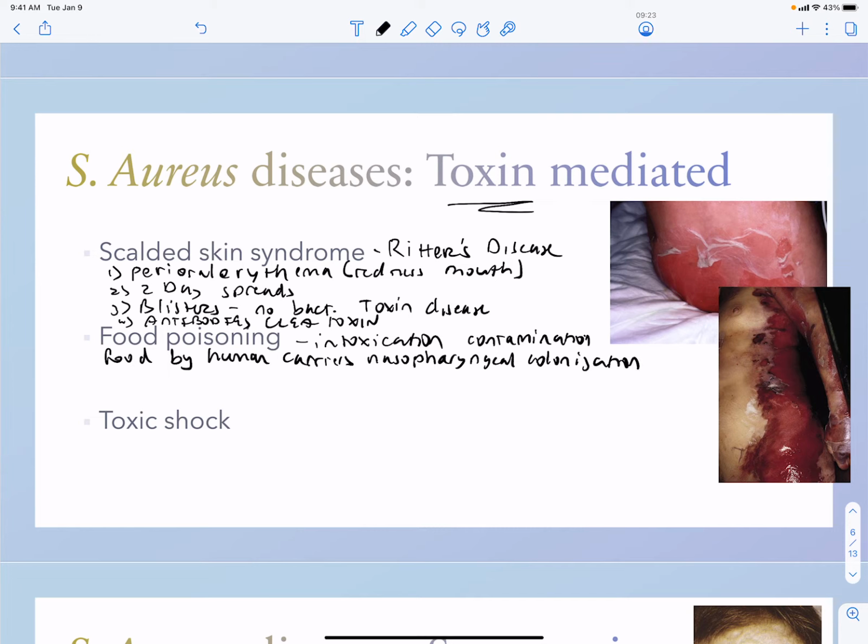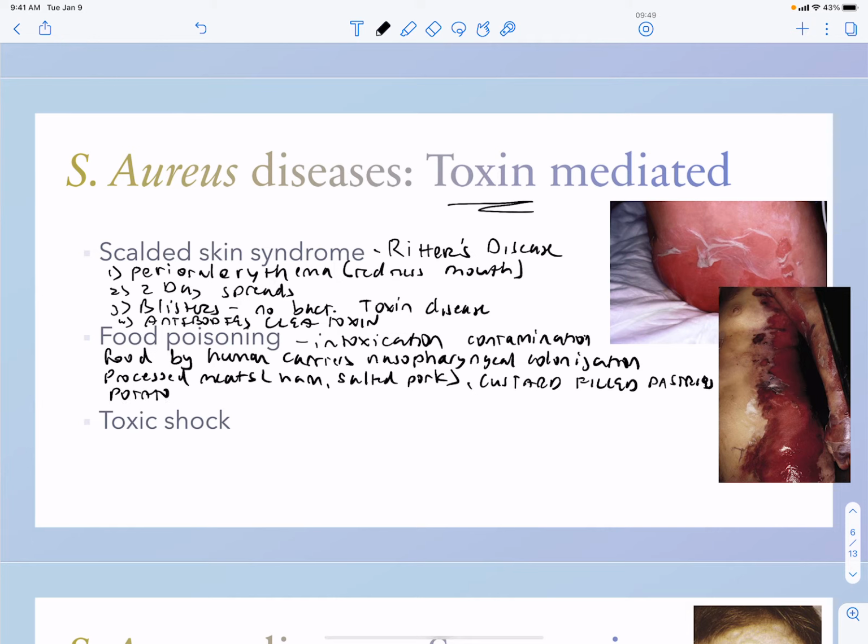Now, this is going to be most common in processed meats. Ham, salted pork, remember, Staph likes salt. And then custard-filled pastries are another common one. Potato salad and ice cream. Now the bacterium gets in there, makes the toxin, and even if you heat the food, it will kill the bacteria without the toxin. Toxin is heat stable.